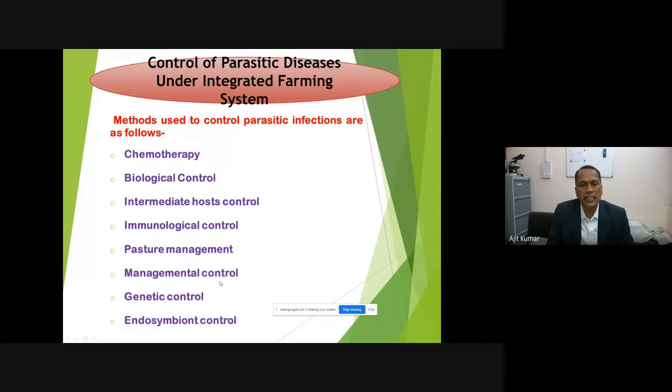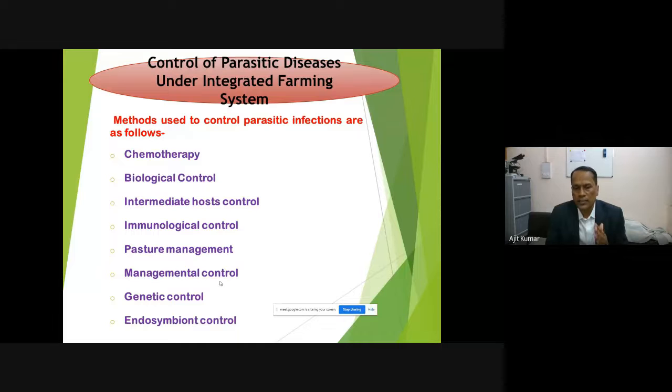Then managemental control measures. Under the management control measures, by cleaning the animal shed and animal houses, we can control the parasitic infection. Then genetic control, this is an important method because various livestock and animals have resistance to different types of parasitic infection. So by using parasite-resistant breeds, and by using crossbreeding programs to develop parasite-resistant breeds, we can control parasitic infection or infestation. Then symbiote control, this is another important and safer method to control parasitic infection.